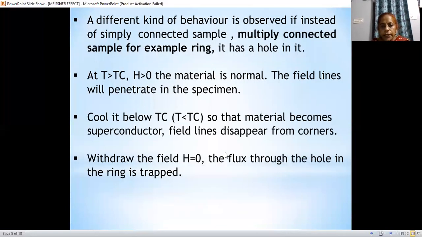But here we have seen an example of a simply connected superconductor, that is of a solid sphere. Now we can see if we are taking a multiply connected superconductor. What is multiply connected? Multiply connected means we are taking a ring which has a hole in it. Then it is observed that if we place such type of superconductor in a magnetic field, then the phenomena is entirely different. Here I am showing the phenomena.